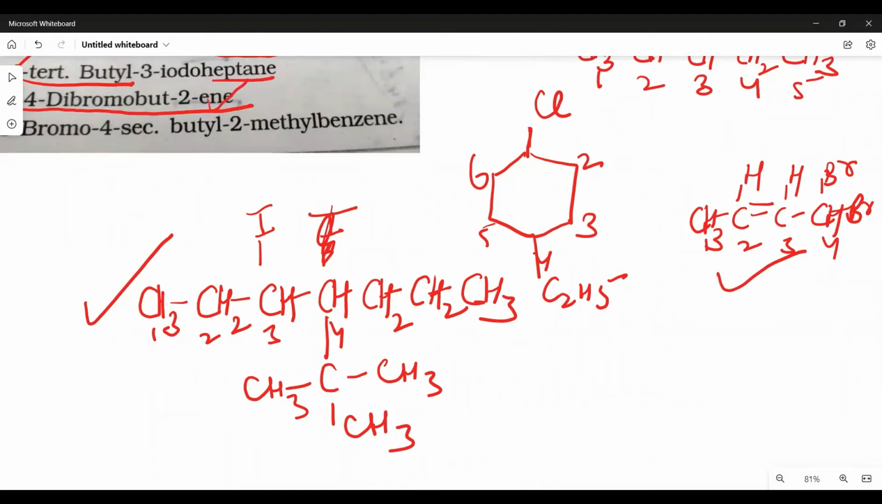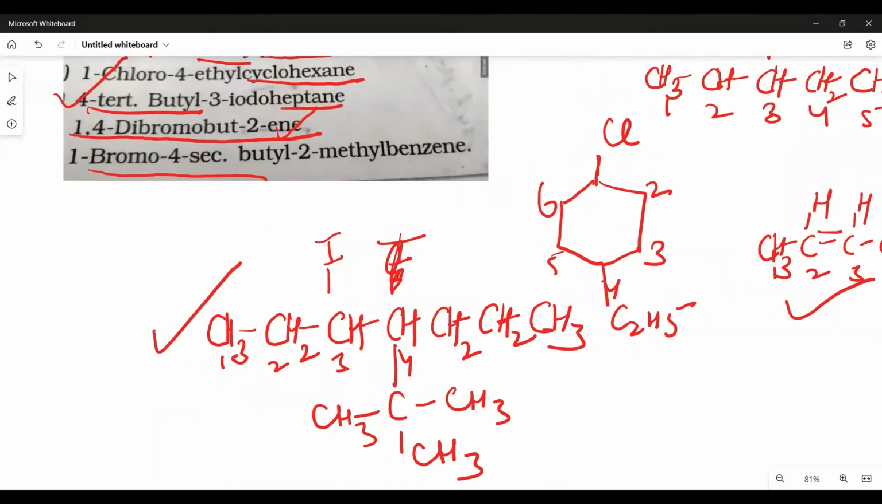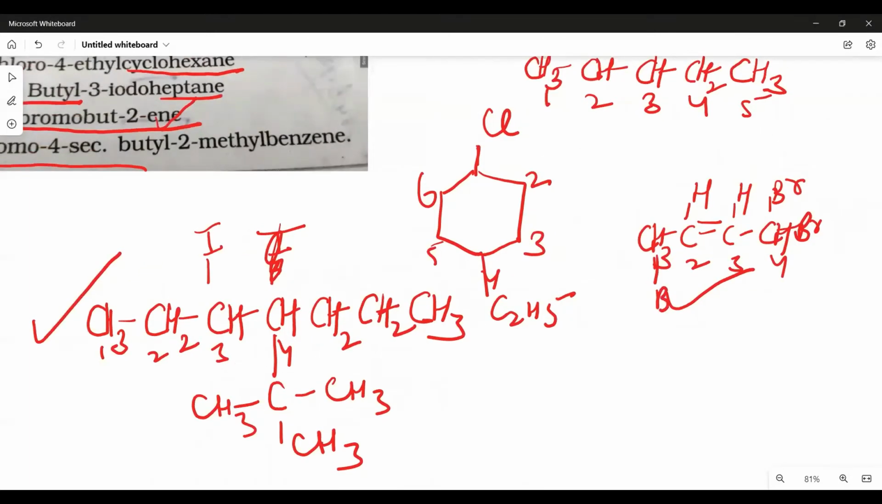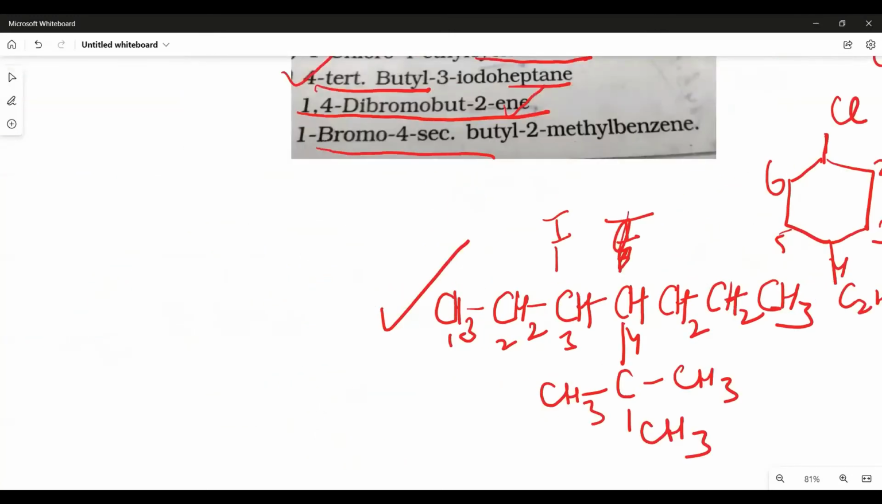Now the last one you can see. It was 1,4-dibromo here. So in 1,4-dibromo, on the first position Br will come and here CH2 will come. This structure will be formed. See again, 1,4-dibromo: on the first position, then single bond CH, double bond CH and then CH2Br. So this is 1,4-dibromo-but-2-ene.